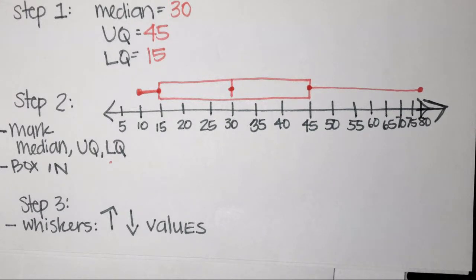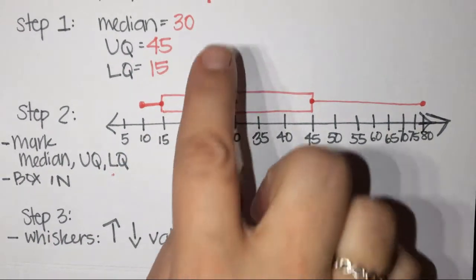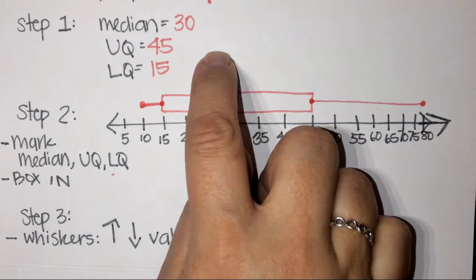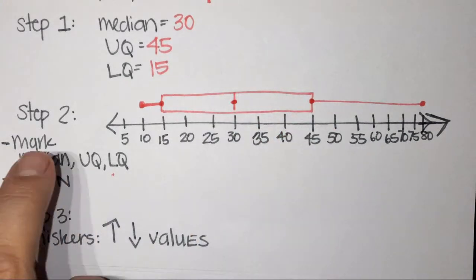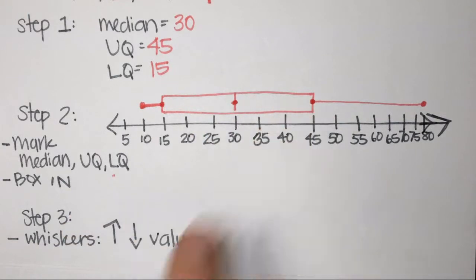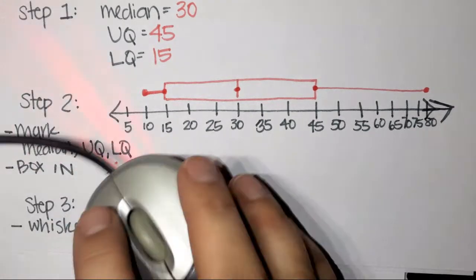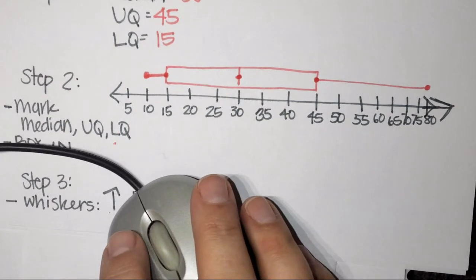So what's my first step? We're going to find median. Yes, you're going to find those 3 values. Then we're going to mark those 3 values on our number line, box them in, and then your last step is to mark your whiskers on your highest and lowest values. Good. All right, I'm going to stop.